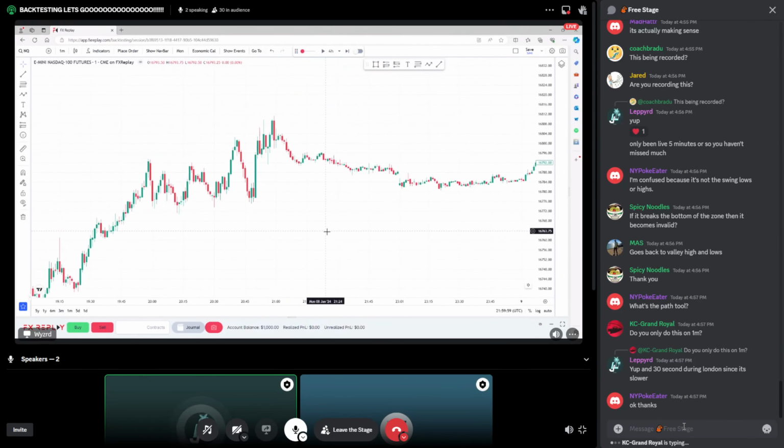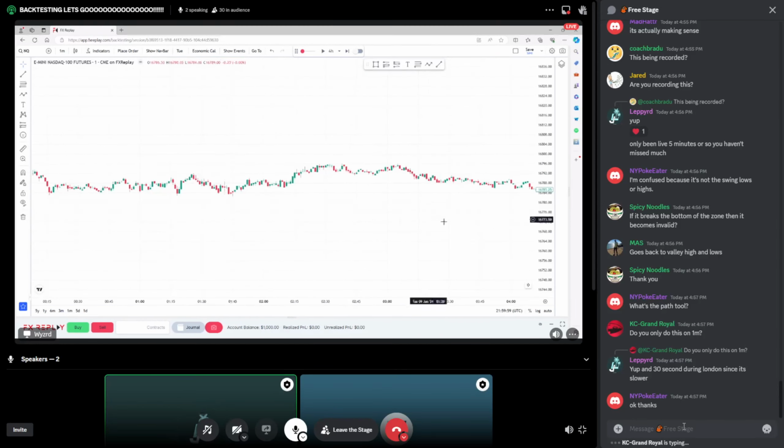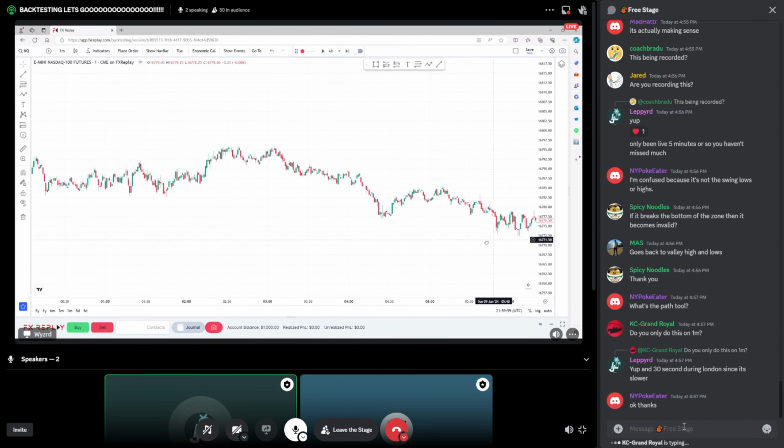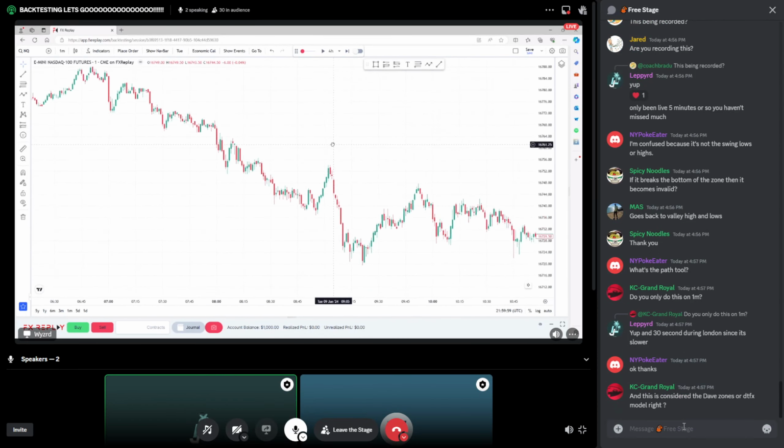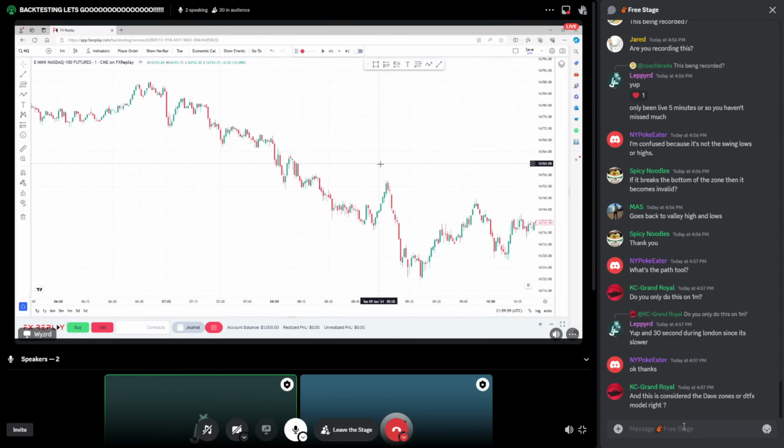I still struggle with labeling zones, so it just takes time. It's just realizing what low sent you to that new high, and you had to have a close over. Remember, this is DTFX. This is mainly Dave's model.